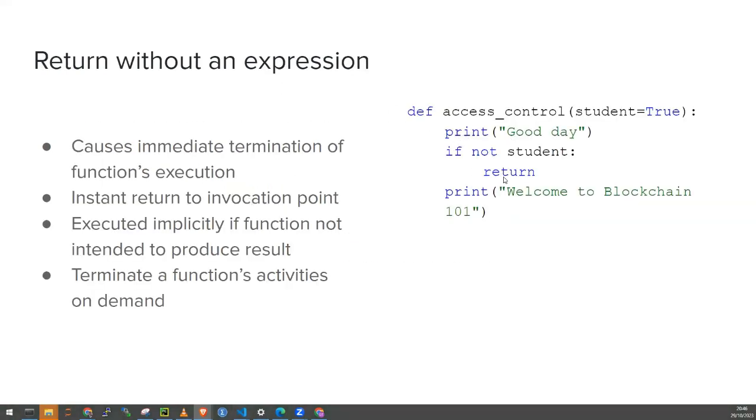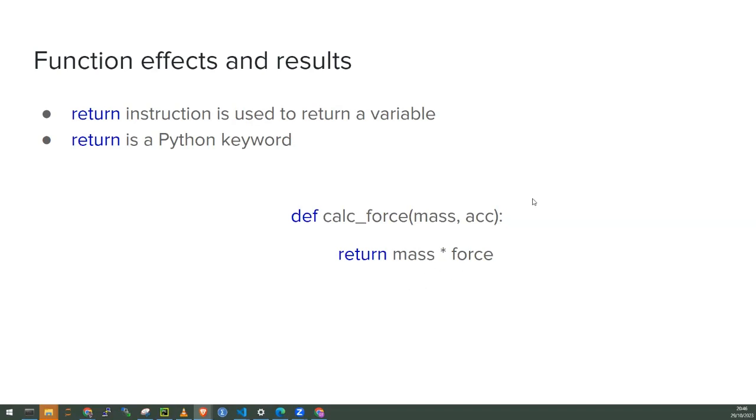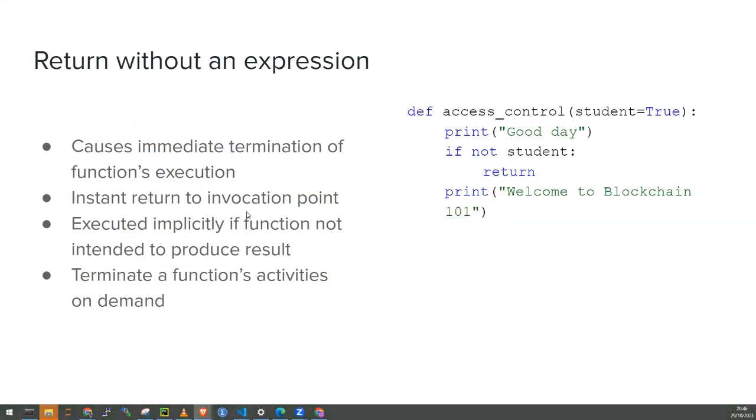So, return without an expression, right? Here there's an expression. Over here, there's not an expression. So the return essentially causes an immediate termination of your function's execution. So look at this one called access control. If this person is a student, well, the default value of this is True. And then we say print good day, right?